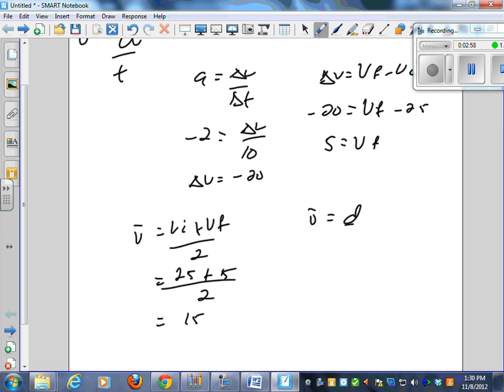Now we go V bar equals D over T. 15 is equal to my distance traveled over 10. 150, I guess it's feet, isn't it?